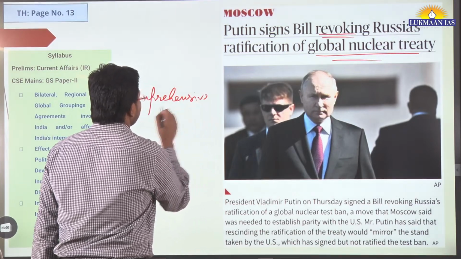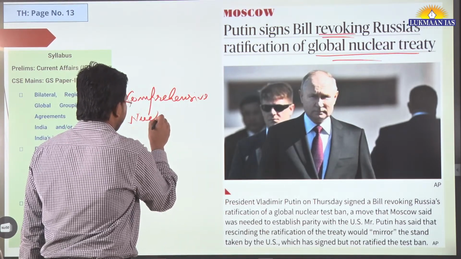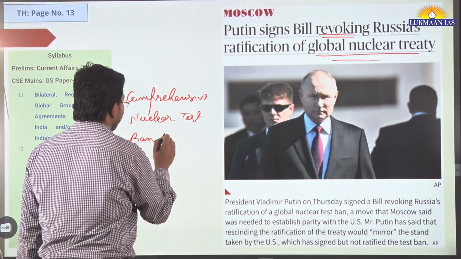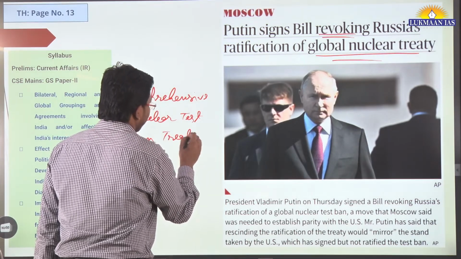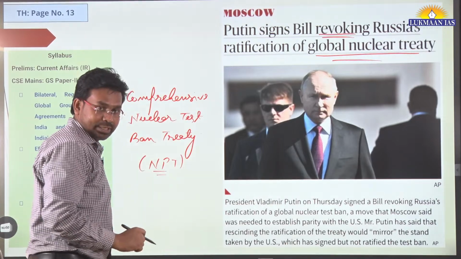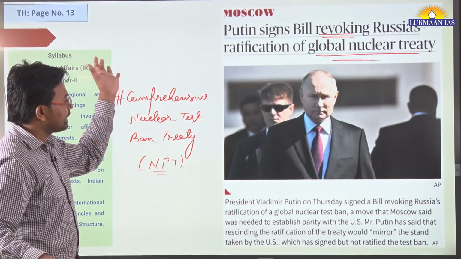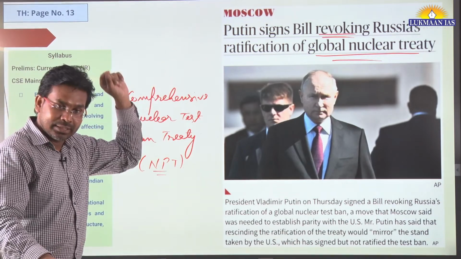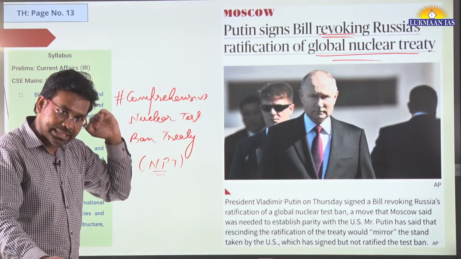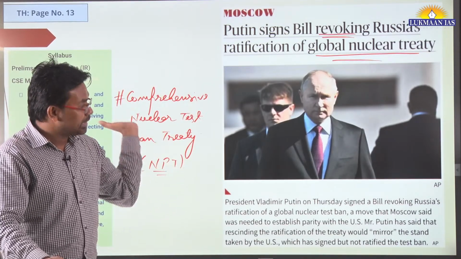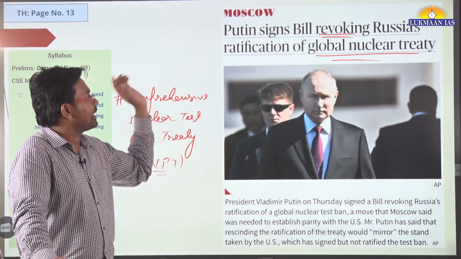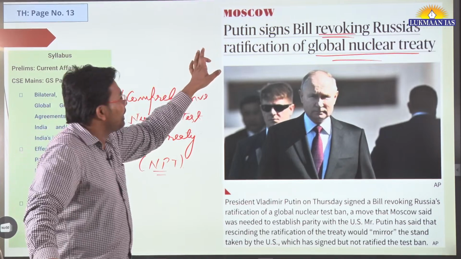Comprehensive Nuclear Test Ban Treaty. It is also known as NPT, Non-Proliferation Treaty. So the thing is, Russia has just revoked it, saying we are not party to it. Earlier, USA has not signed, and has not ratified either. Russia had signed but not ratified. But the thing is, it has revoked its ratification. I think they might have ratified, but it has revoked it.